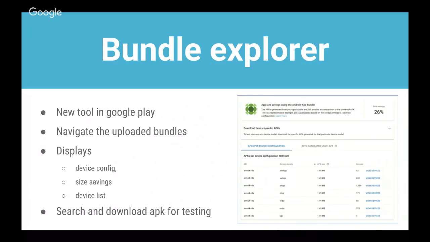Now we have introduced a new tool in Play console called the bundle explorer. This tool basically allows you to navigate all the uploaded bundles, and then you can see the APKs per device configuration, their size savings, and also the device list. The image on the right of the screen signifies how it looks.